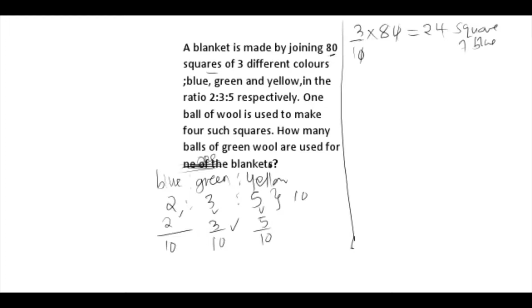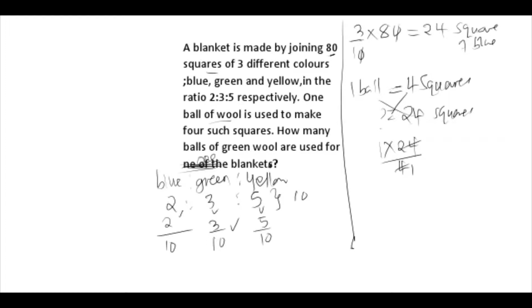And we were told 1 ball of wool is used to make 4 such squares. So if 1 ball of wool is equal to 4 squares, what about 24 squares will give us how many balls? So we have 1 times 24 over 4. 4 divided by 4 is 1, 24 divided by 4 is 6. So we have 6 balls of blue, of green, sorry.